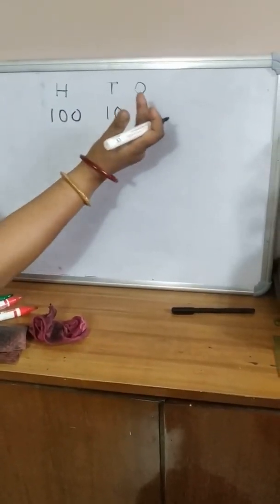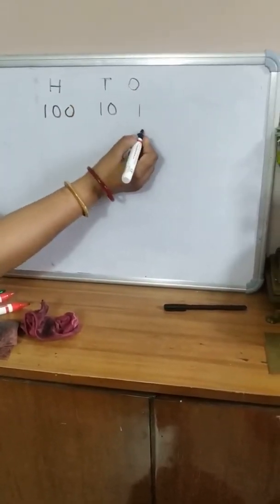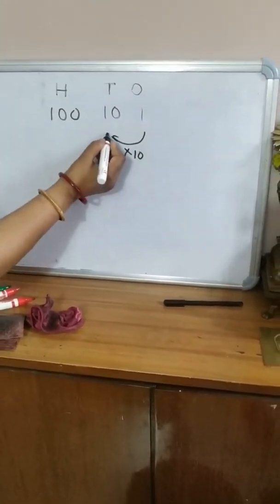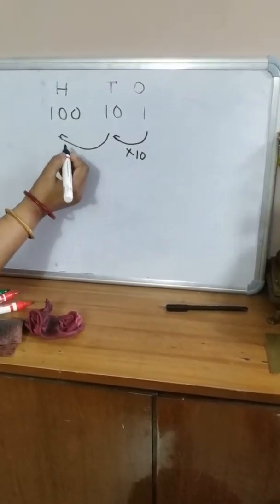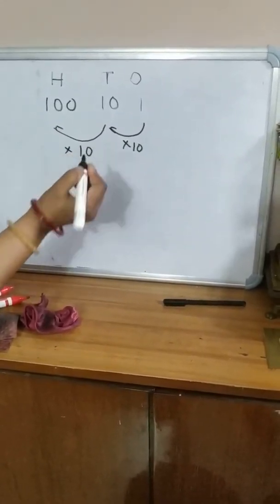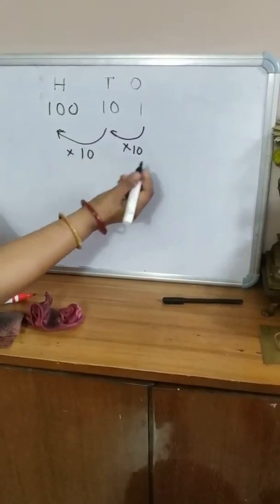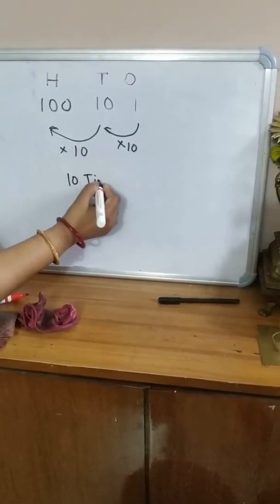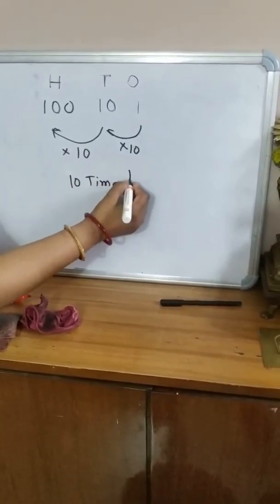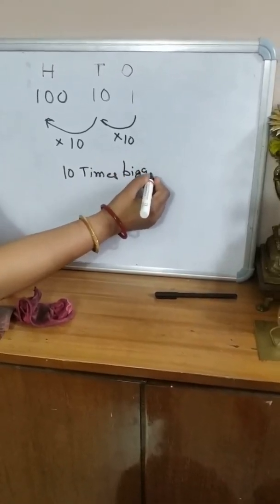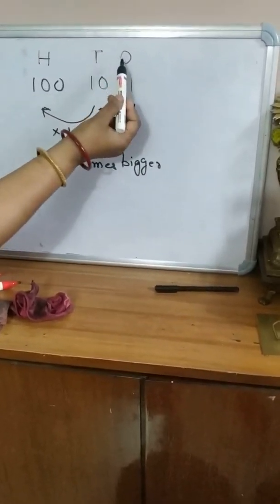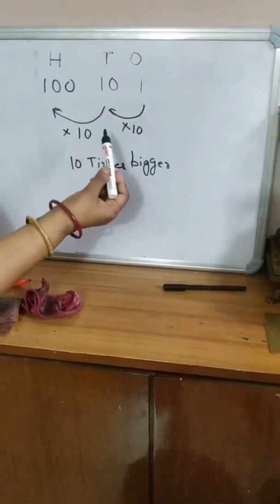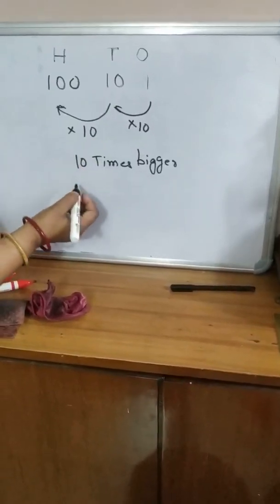Whenever I am going from ones place to tens place, I need to multiply by 10. Again, when I want to go from tens to hundred place, I need to multiply by 10 again. As we go from right to left, it becomes 10 times bigger. So the place value, as we move from right to left, each place value becomes 10 times bigger. Now see what happened.